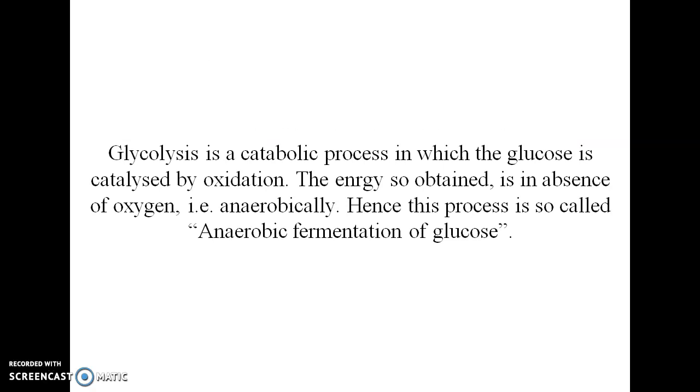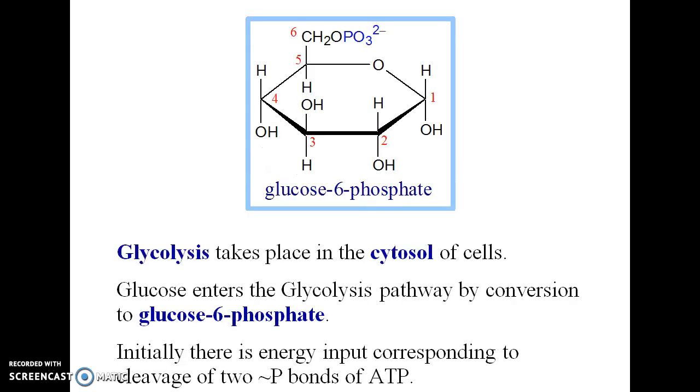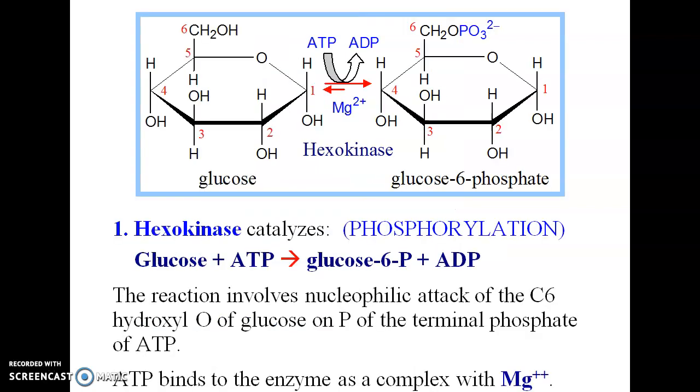What is glycolysis? Glycolysis is a catabolic process. That is, glucose will be broken down into pyruvate molecules by the oxidation process, where so much energy is formed in the absence of oxygen. That's why the process is called anaerobic fermentation of glucose. The first molecule which is utilized in this process is glucose, which contains 6 carbon atoms.